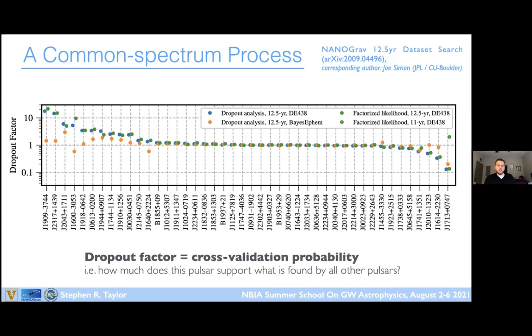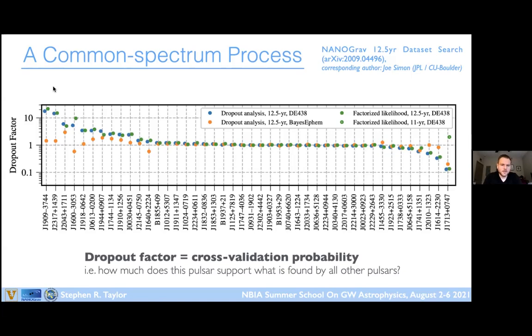All right, so just moving into more of the details of the analysis now. We do several cross-validation checks to make sure that we're not fooling ourselves here. One of these cross-checks was developed by my colleague at the University of Wisconsin-Milwaukee, Sarah Vigeland, and it's called the dropout factor. You can essentially think of the dropout factor as the leave-one-out cross-validation probability.